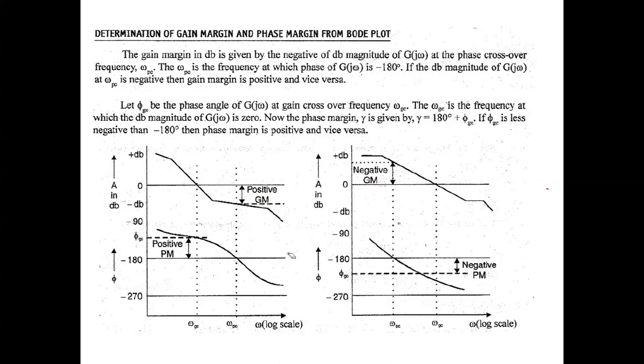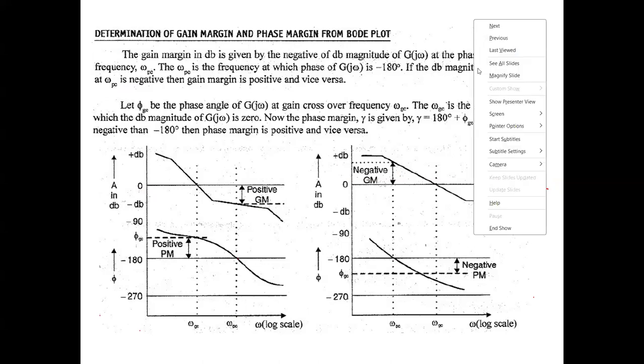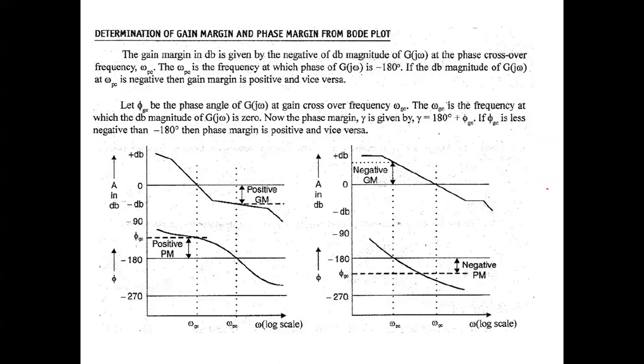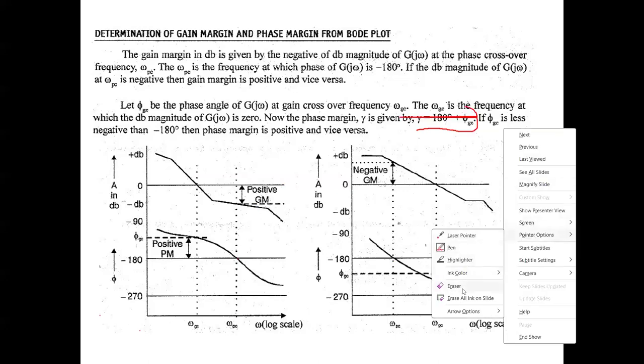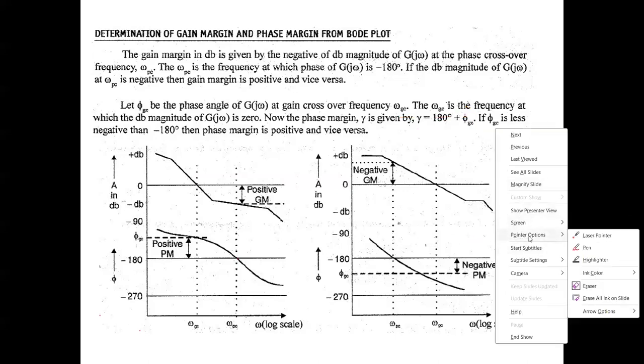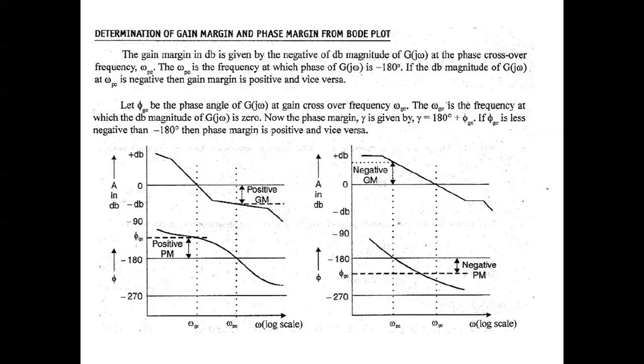Right? Next, the second one. While you are calculating the phase margin, what is the formula for the phase margin? The phase margin can be calculated as gamma equal to 180 plus phi gc. Gamma equal to 180 plus phi gc. So this is the formula for the phase margin.